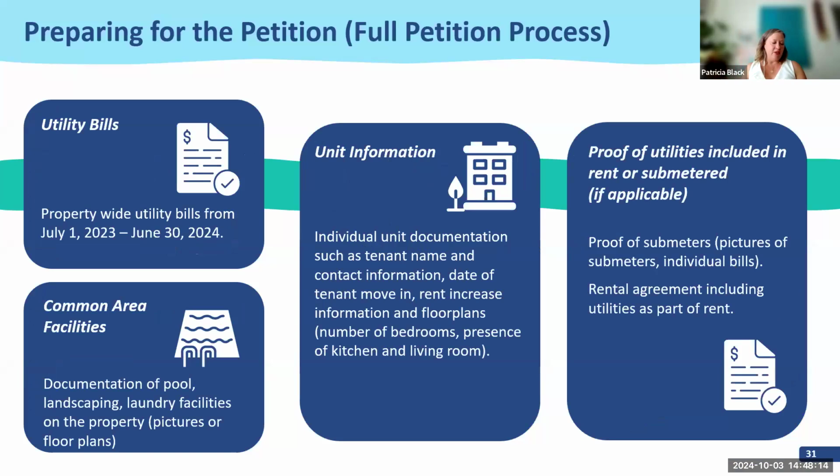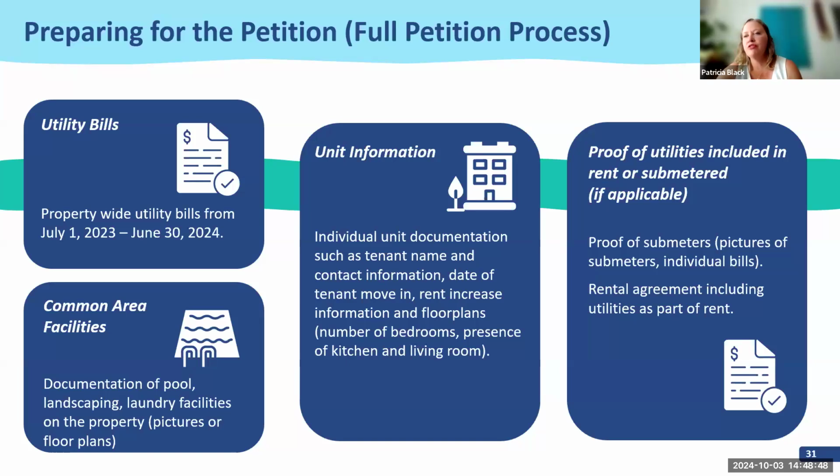So what do you need to prepare for the petition? You need to gather your utility bills. You need to figure out if you have those common area facilities, and document your pool, your landscaping, your laundry facilities on the properties. Pictures of floor plans and screenshots from the satellite view from Google Maps will totally work to show us whether your property has a pool or not. That is a great tool, something that I would highly recommend using for this. It really takes the stress off. Unit information, you're going to want to gather that.